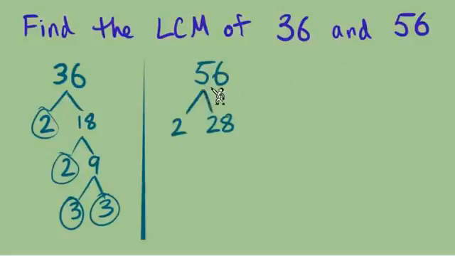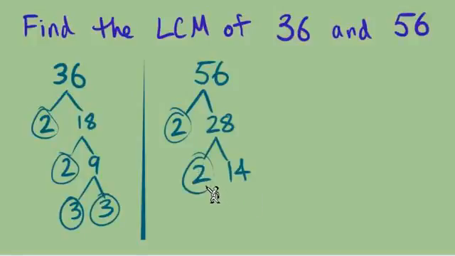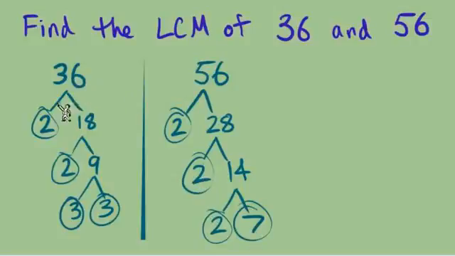Let's go and break down 56. This is another even number. It's 2 times 28. We'll circle that 2, the prime. 28 is 2 times 14. We've got the prime, the 2. 14 is 2 times 7, and both of those are primes. So we found the prime factors of 56: 2, 2, 2, 7. Prime factors of 36: 2, 2, 3, 3.